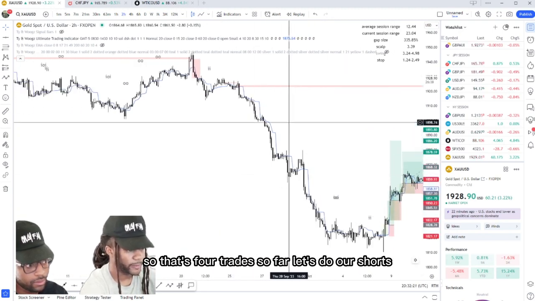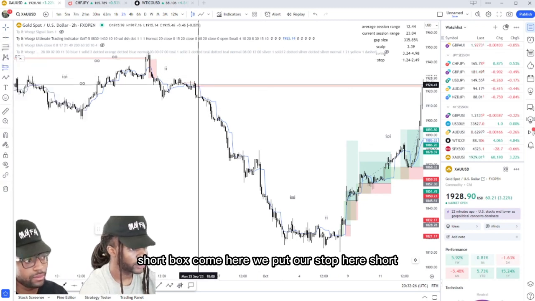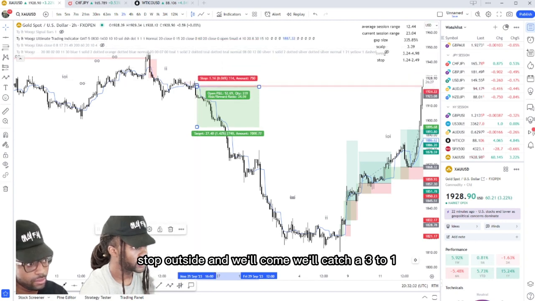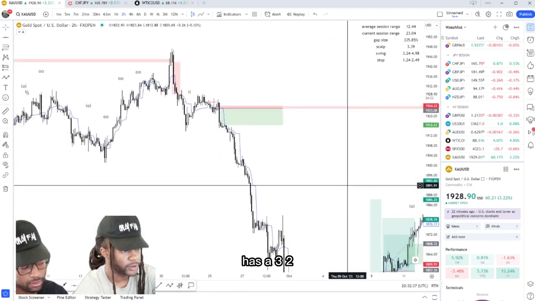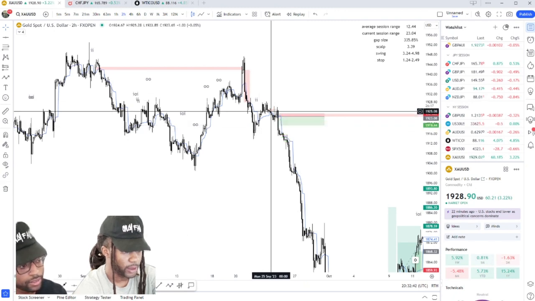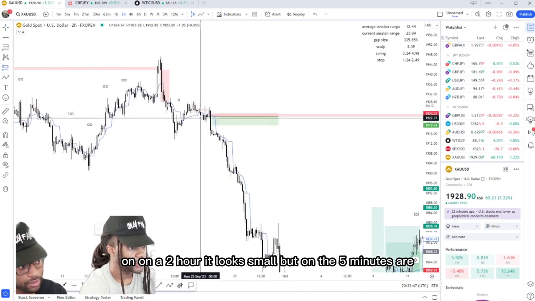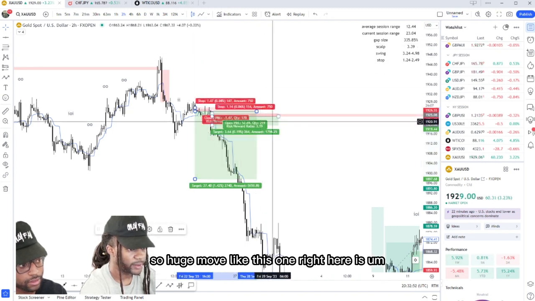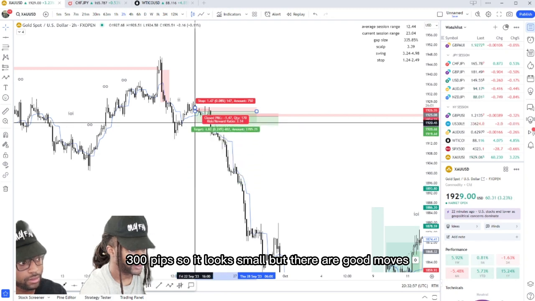Let's do our shorts. We got a short box. We come here, we put our stop here. Short. Stop outside. And we'll catch a 3 to 1. Let me zoom into it. Yeah, catch a 3 to 1 right here. Another 3 to 1. These are smaller 3 to 1s, but on a 2 hour it looks small, but on a 5-minute chart, these are huge moves. Like this one right here is 300 pips, so it looks small, but these are good moves.